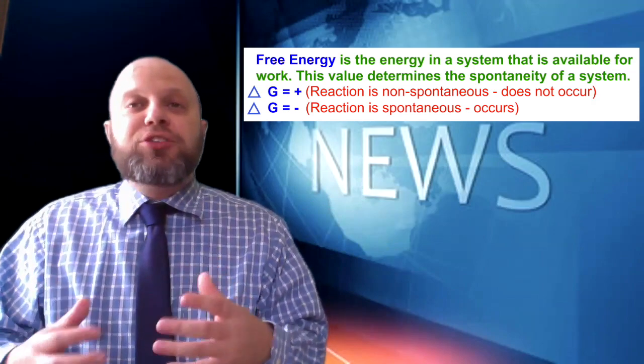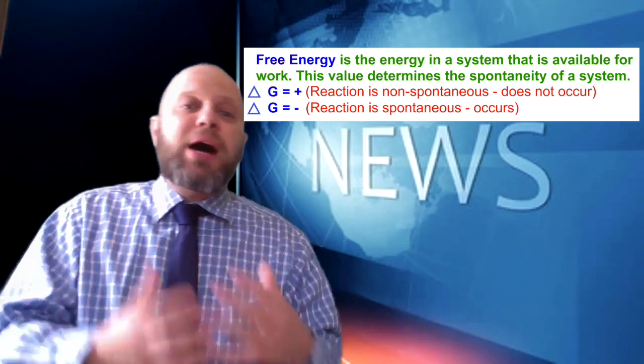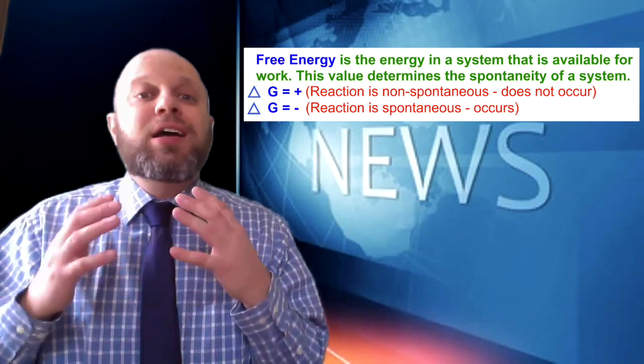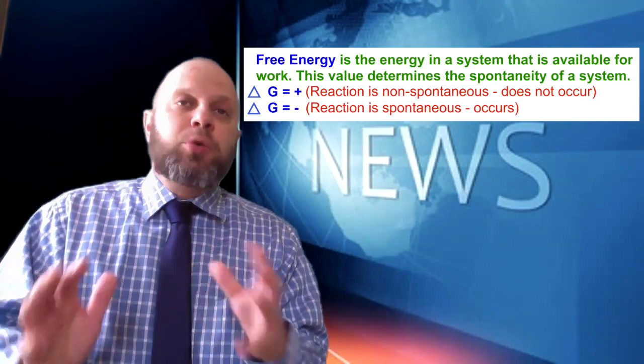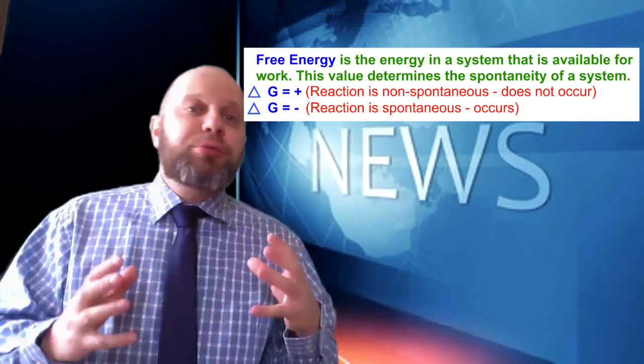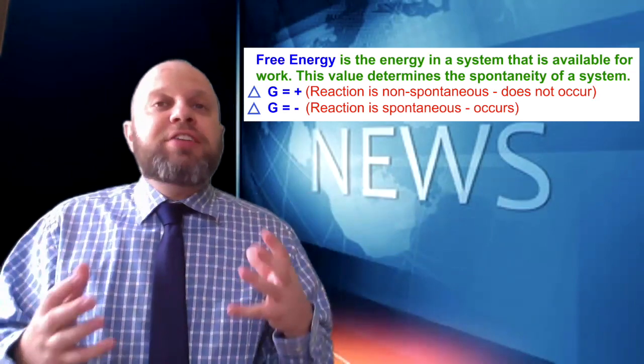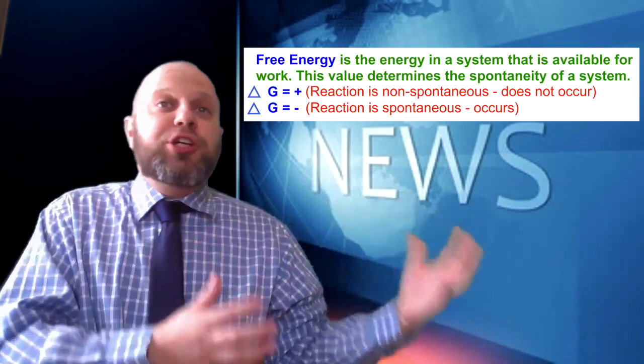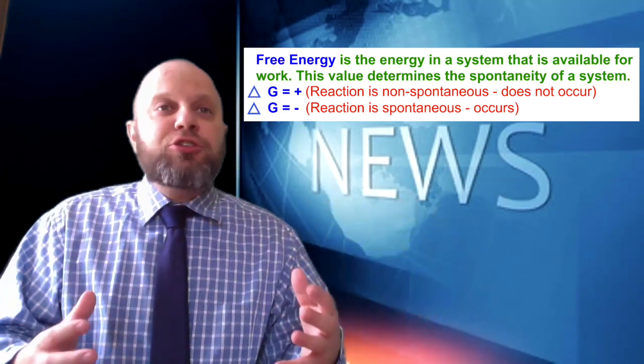A negative value means that reaction is spontaneous. A positive value means that reaction is non-spontaneous. So what we're going to do next is we're going to combine all three of these terms together and try and figure out when a reaction would actually occur based on enthalpy and entropy values, and when a reaction would not occur based on enthalpy and entropy values.